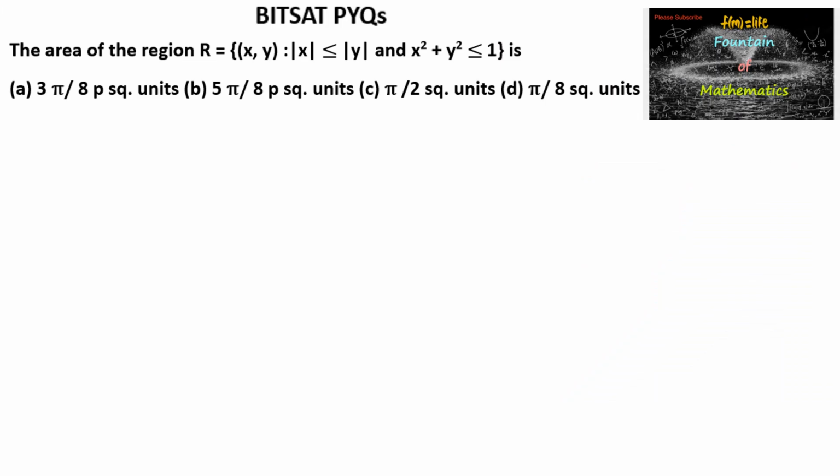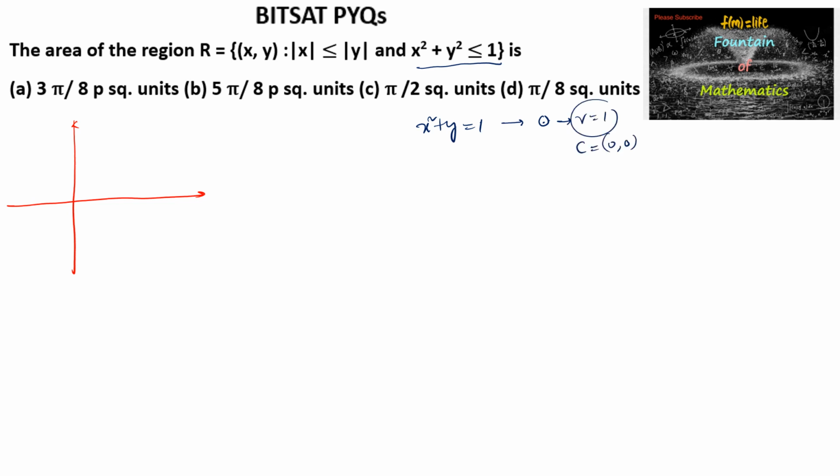We need to find the area of the region R is equal to (x, y) such that mod x is less than or equal to mod y and x square plus y square is less than or equal to 1. x square plus y square is equal to 1 represents a circle with radius 1 unit and center at (0, 0). So we can take 1 unit radius and draw the circle.